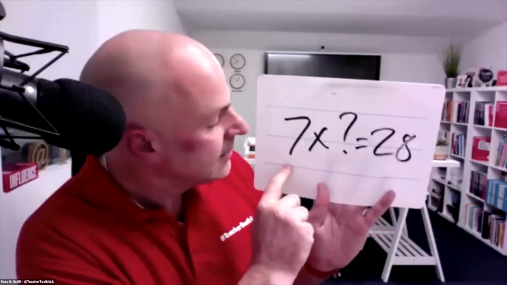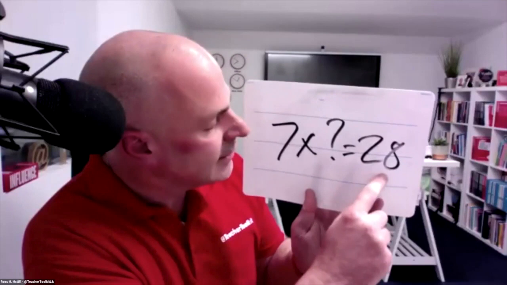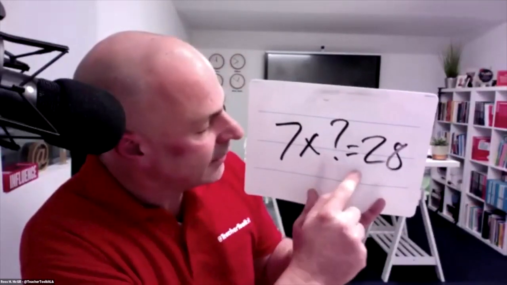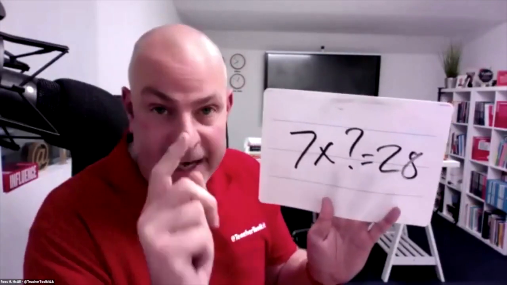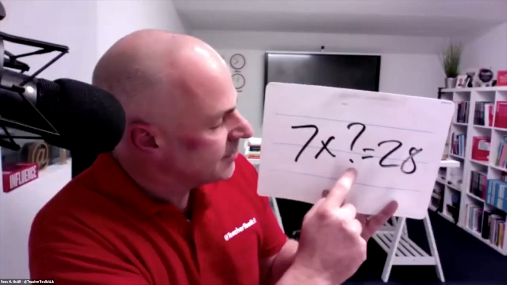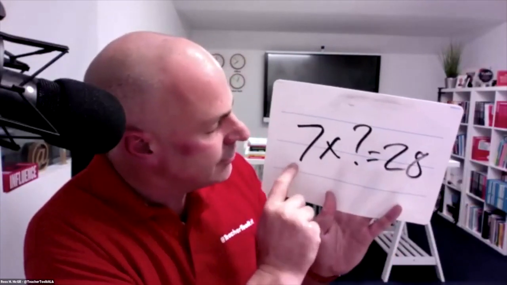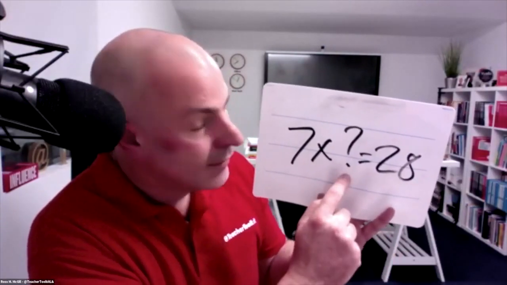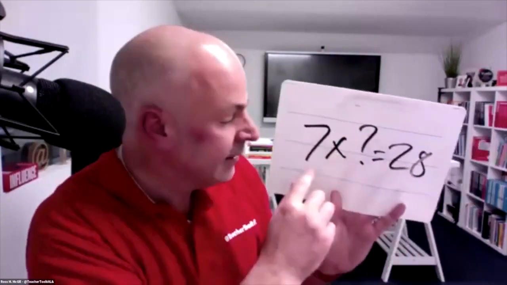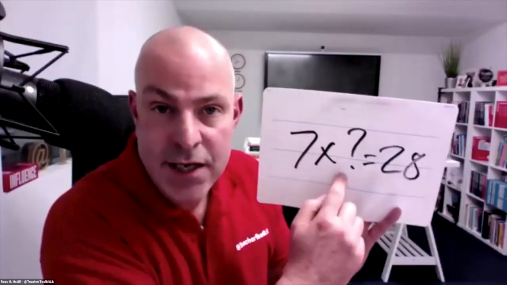The answer is the double tap. Version 1, 7 times something equals 28. Version 2, 7 times something. And to make it more powerful, in a virtual world or in the classroom physically, I face you, 7 times something equals 28.